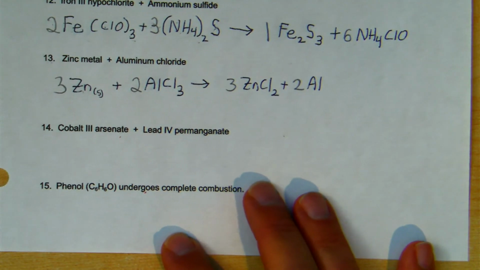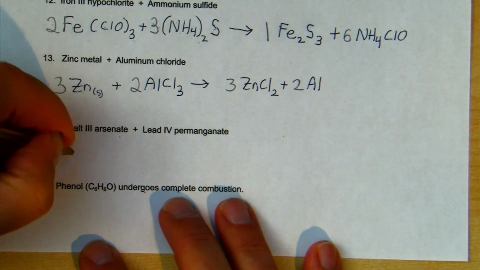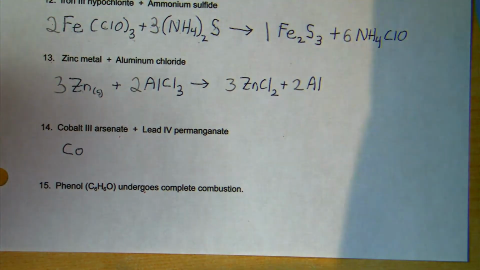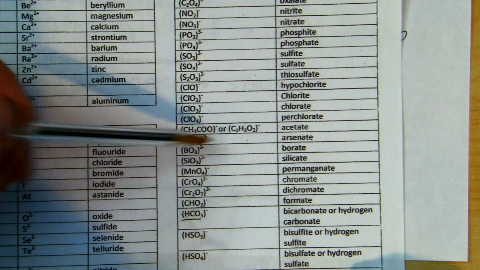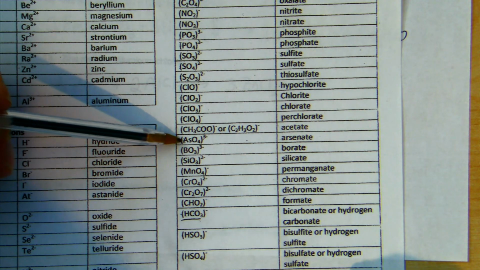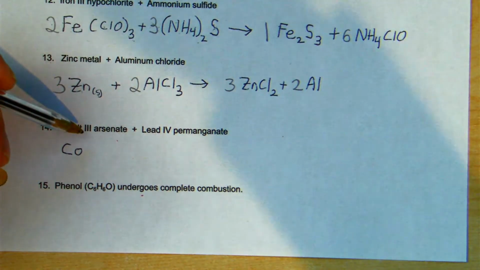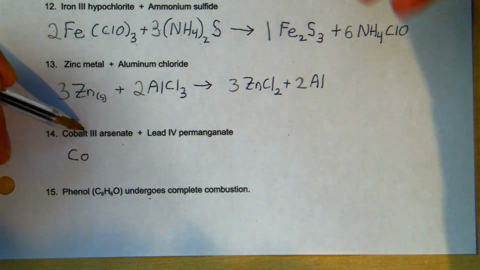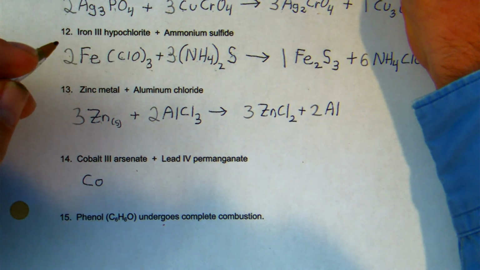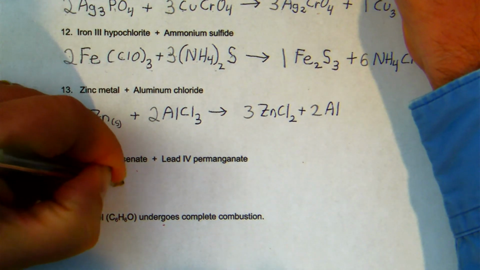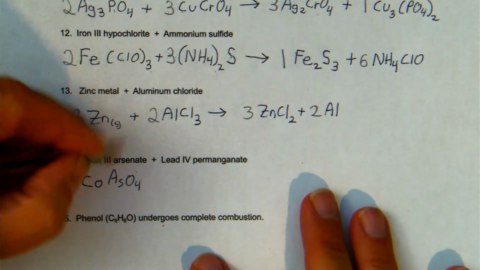Number 14. Cobalt 3 arsenate and lead 4 permanganate. Cobalt is Co. The Roman numeral 3 means the 3 plus charge. Arsenate is a polyatomic anion, and it has a 3 minus charge. AsO4 with a 3 minus charge. Because cobalt is a 3+ charge in this case, I don't need parentheses. I need just one of each of these groups. And again, arsenate is AsO4. All right, so there's cobalt-3 arsenate.